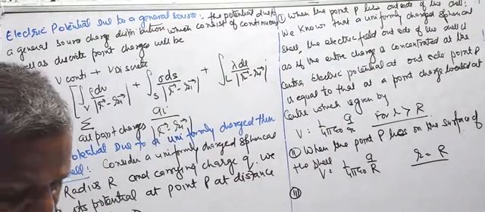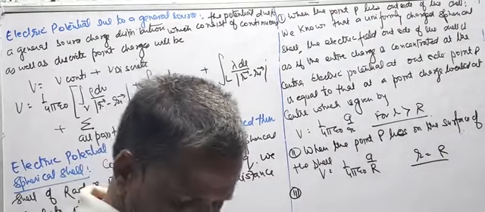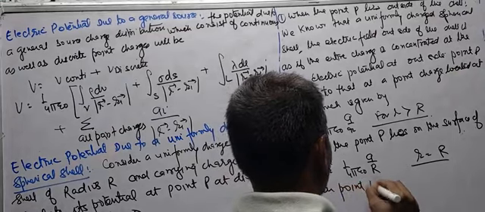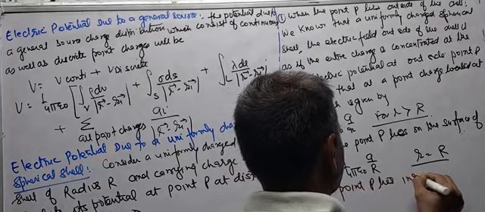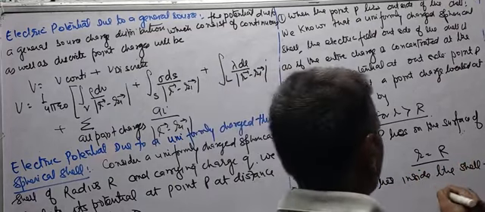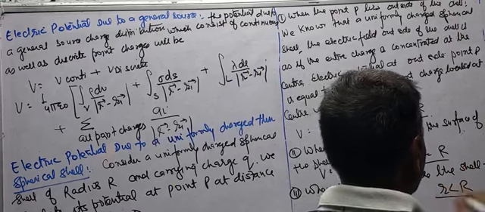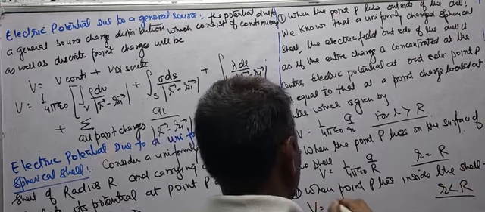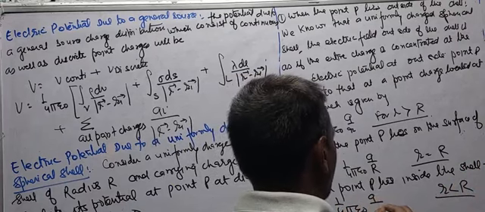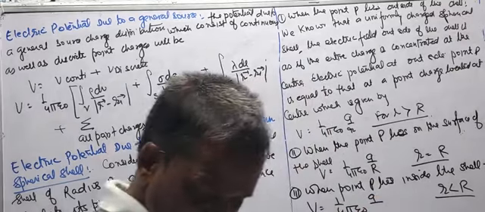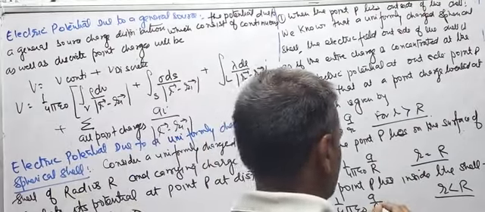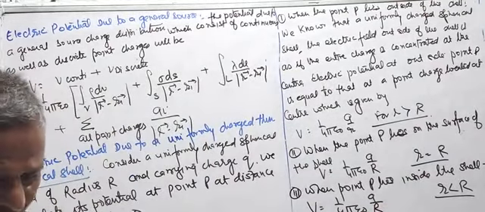Third point, when point P lies inside the shell where r is less than capital R, then V equals 1 upon 4 pi epsilon naught q upon capital R.